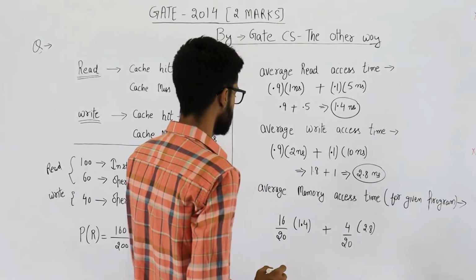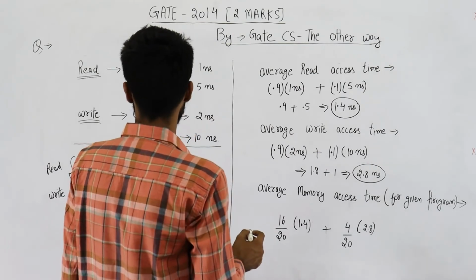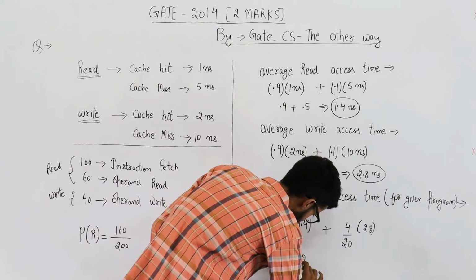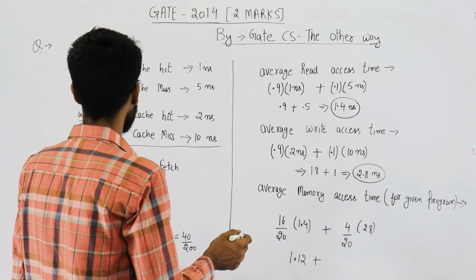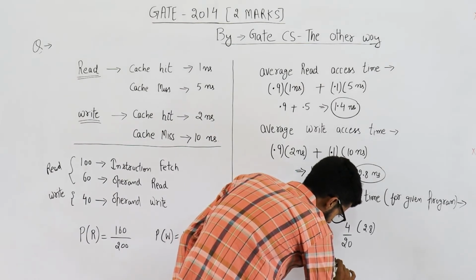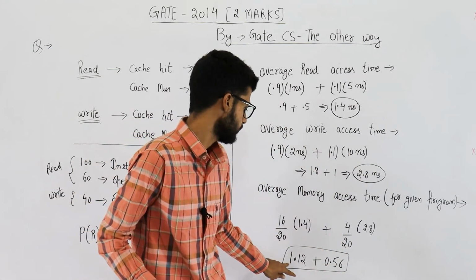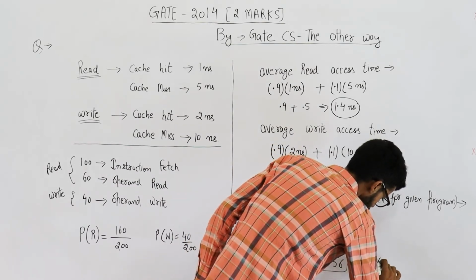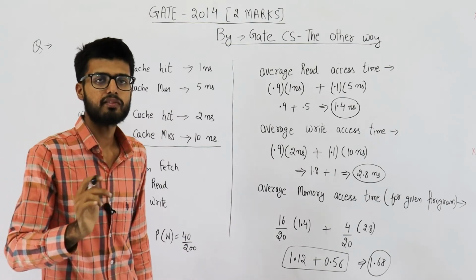Okay, so let's solve these. This will be 4 by 5 into 1.4, and this comes out to be 1.12, plus 2.8 divided by 5. This comes out to be 0.56. Add these. So this is 1.68. So 1.68 nanoseconds are required on average by one memory access, and this is your answer.